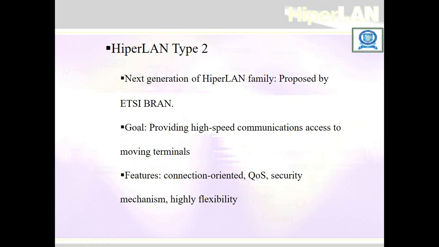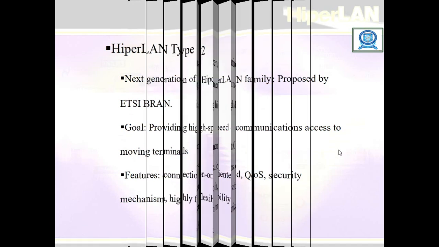BRAN means nothing but broadband radio access network. So we simply say HIPERLAN type 2 is a BRAN network. The main goal is providing high speed communication access to moving terminals. For roaming terminals, we provide high speed internet access. The features are connection orientation, quality of service, security mechanisms and high flexibility in HIPERLAN type 2.